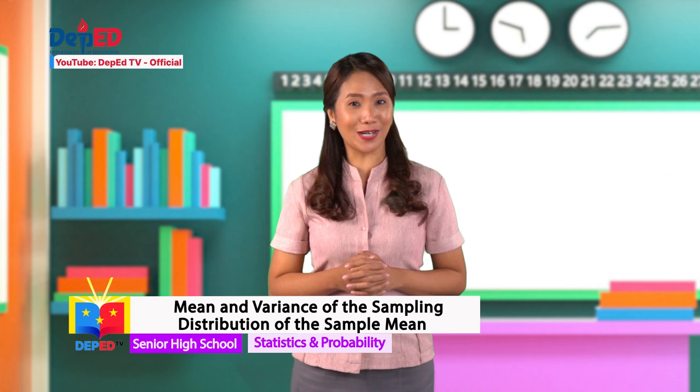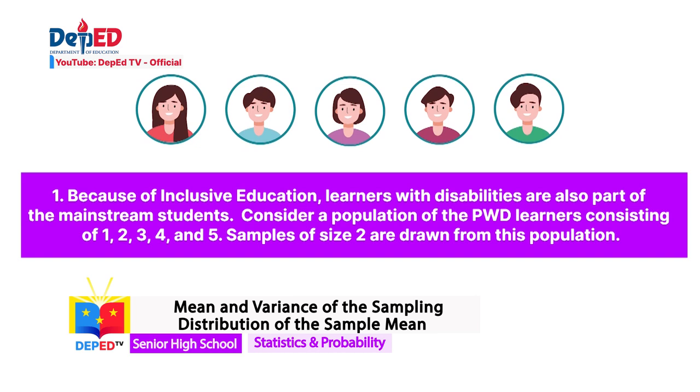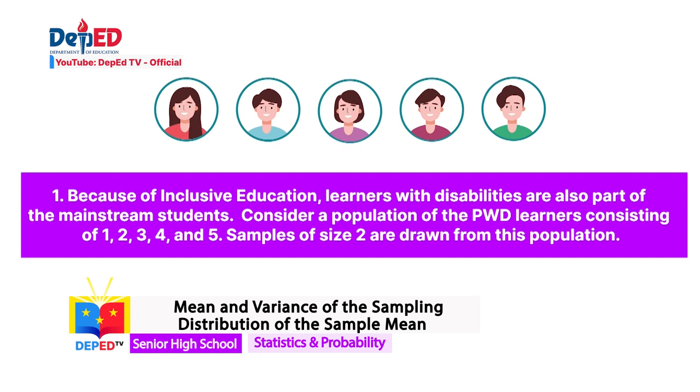Number 1. Because of inclusive education, learners with disabilities are also part of the normal students. Consider a population of the PWD learners consisting of 1, 2, 3, 4, and 5. Samples of size 2 are drawn from this population. Is the population variance known or unknown?